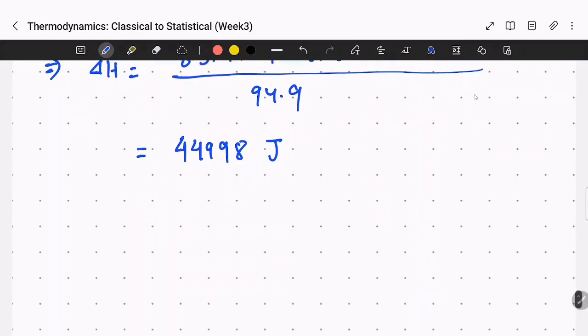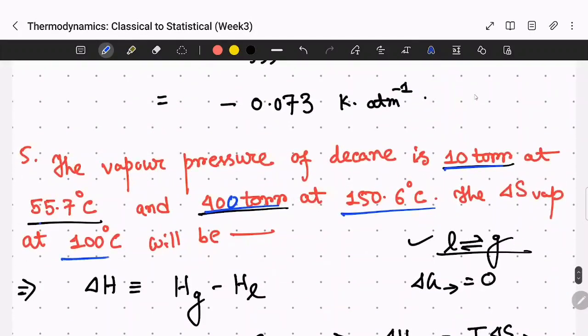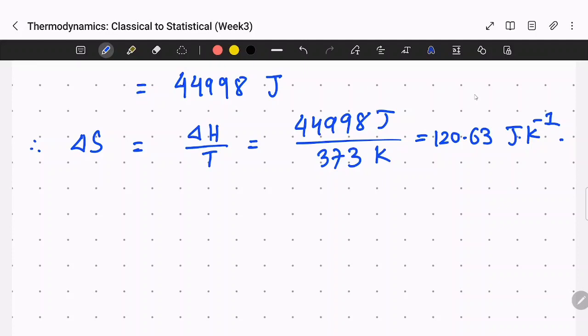So now we can calculate the del S. Del S is just del H by T. So 44998 joule divided by T. They have asked for 100 degree centigrade, so 373. So it is 120.63 joule per Kelvin. Okay. So let us do one more question regarding this Clausius-Clapeyron, then we can go to the next part.